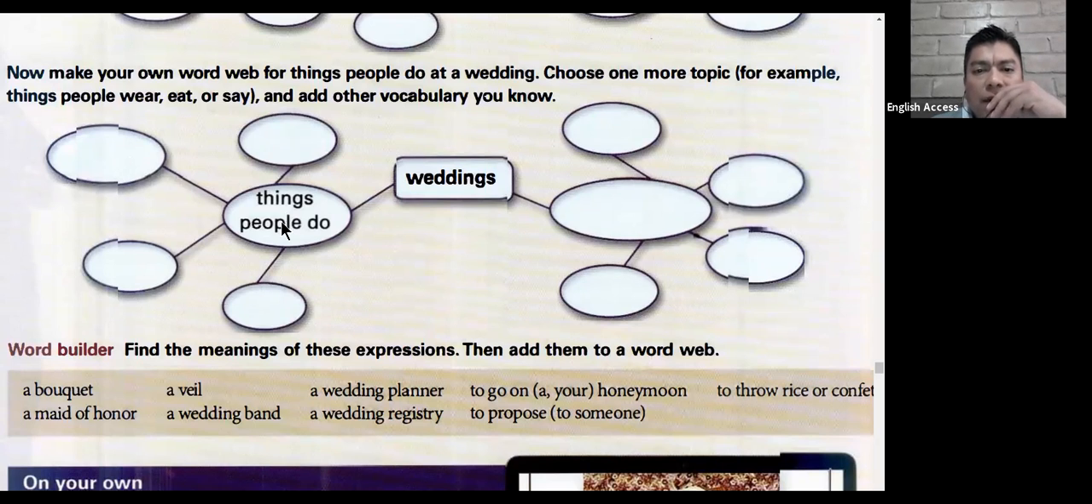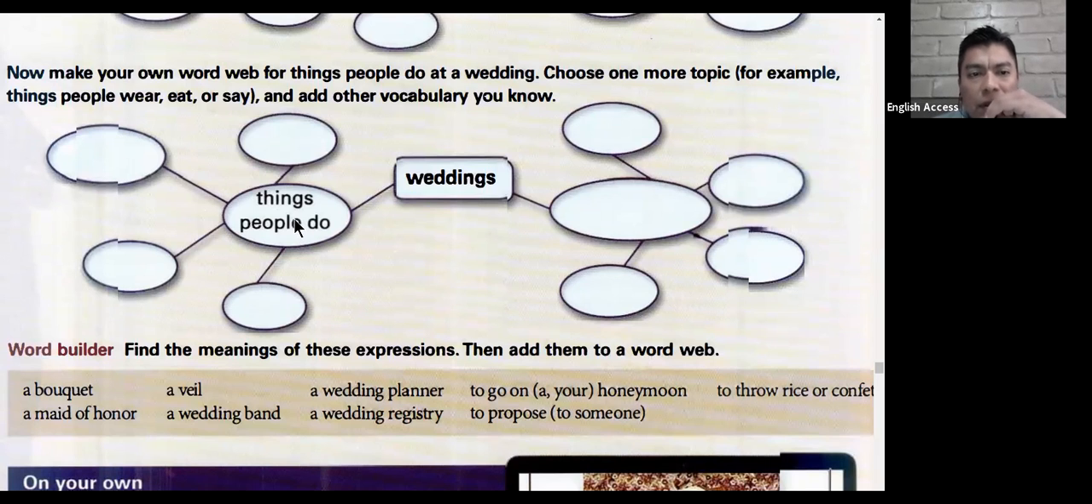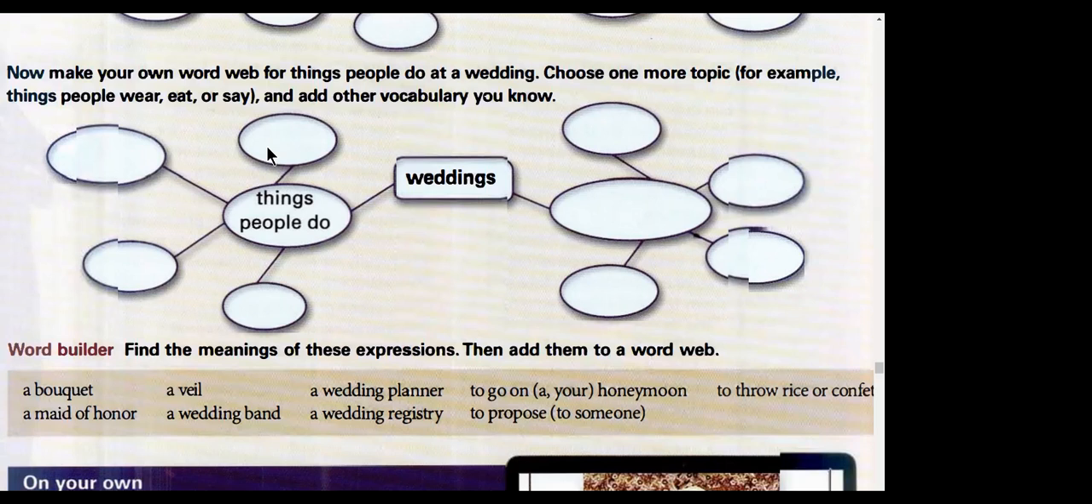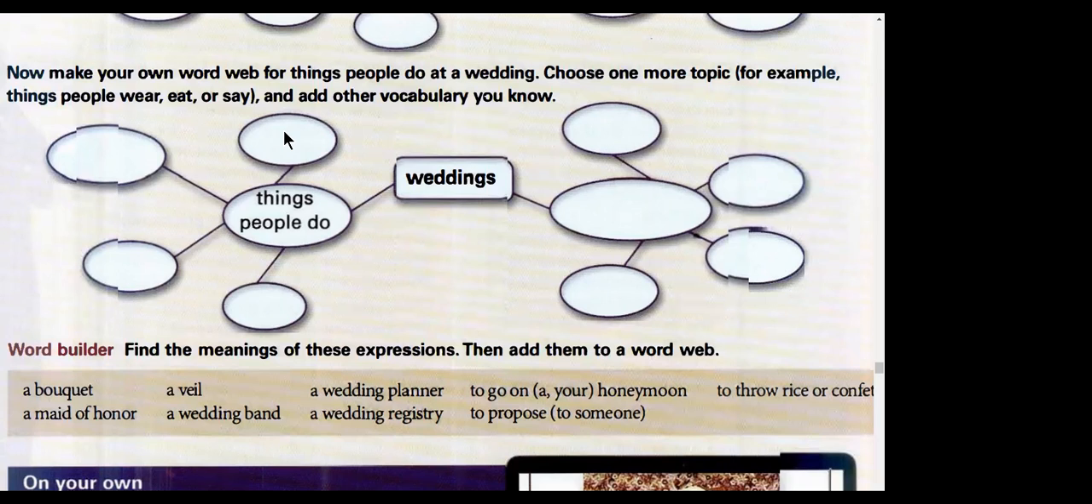Yes, we already have this. For weddings, things people do. What do people do at weddings? We can say that they dance. Yes, they dance. People dance. What else do they do? Go to the reception. Go to bachelor parties. Bachelor. What does that mean, teacher?